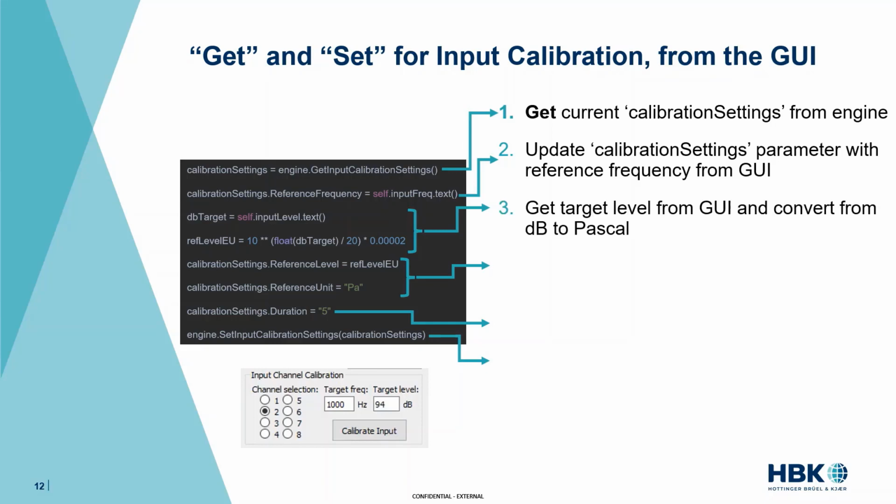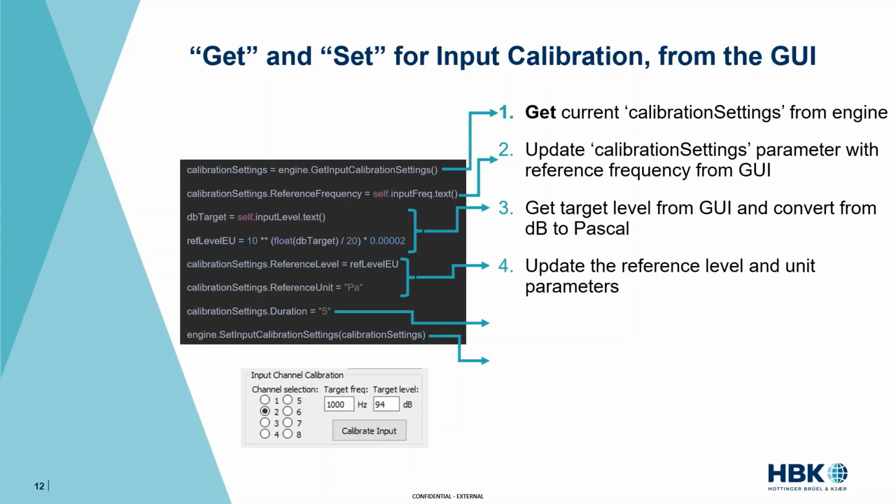Next up, we're going to get the target level in dB from the GUI, and we're going to convert that to Pascal. And that equation is just an inversion of the decibel equation, so the 20 log target over reference. And if you just sort of turn that equation around, you can go from dB to Pascal instead of Pascal to dB.